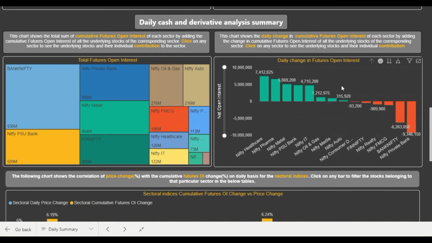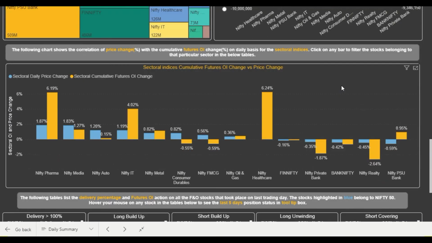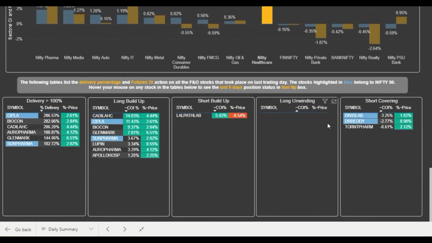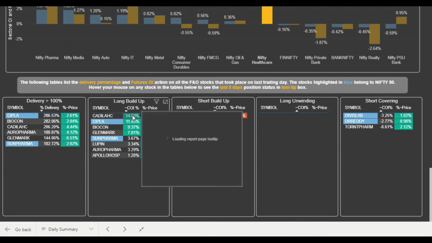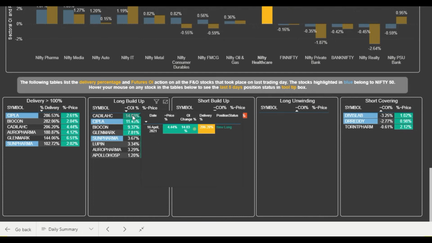Now we have another graph in our dashboard which is more detailed. Once again, we can see that this is the healthcare sector. We will click on this healthcare sector, and in the tables below, all the stocks belonging to this particular sector will be filtered. Now friends, in Cadila Healthcare we saw the maximum jump, a 4.44% price rise and a huge delivery percentage, and again a huge long OI addition. So from the momentum perspective, there is a huge long OI addition in this particular stock.